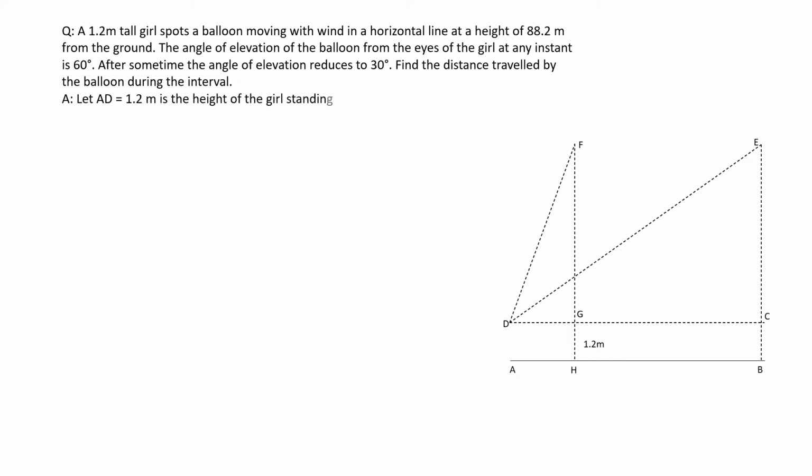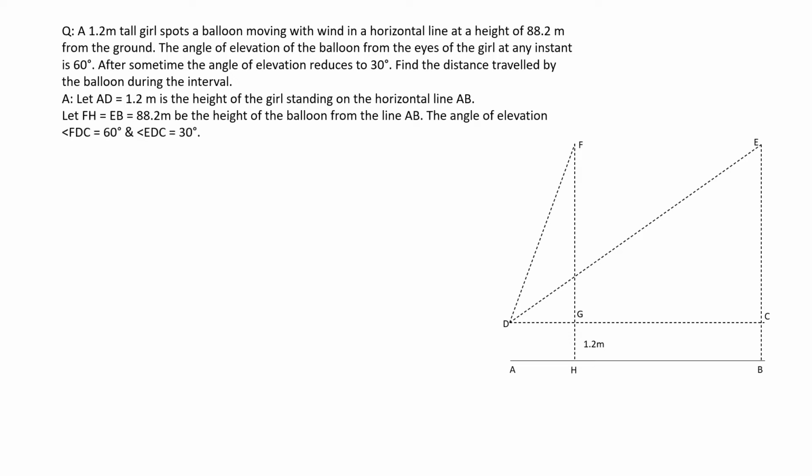Let AD equal 1.2 meter, the height of the girl standing on the horizontal line AB. Let FH equal EB equal 88.2 meter, that is the height of the balloon from AB. And the angle of elevation FDC equals 60 degrees and angle EDC equals 30 degrees.